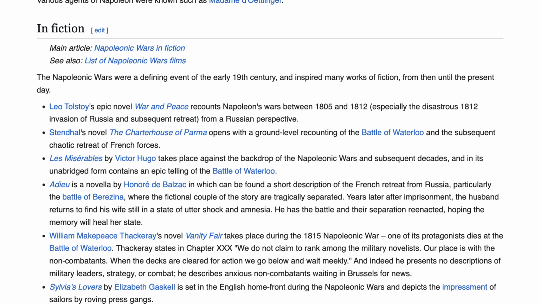William Makepeace Thackeray's novel Vanity Fair takes place during the 1815 Napoleonic War. One of its protagonists dies at the Battle of Waterloo. Thackeray states in Chapter 30, "We do not claim to rank among the military novelists. Our place is with the non-combatants. When the decks are cleared for action, we go below and wait meekly." And indeed, he presents no descriptions of military leaders, strategy, or combat. He describes anxious non-combatants waiting in Brussels for news.